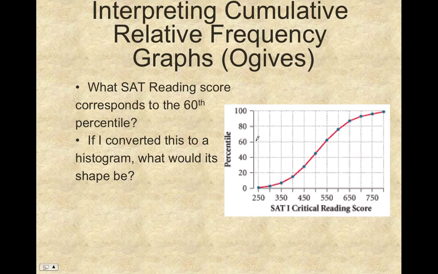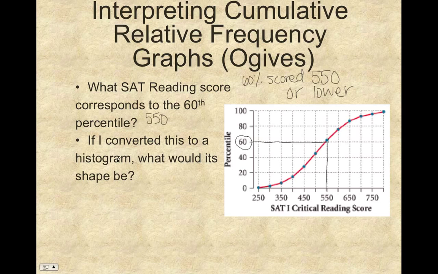Okay, if you recall, the percentiles can be found on the y-axis of an ogive. So I'm going to find the 60th percentile on the y-axis. I'm going to trace it over, I'm going to trace it down, and I see that it's a 550. In other words, 60% of students got a 550 or lower. I'm going to write that out. 60% scored a 550 or lower.